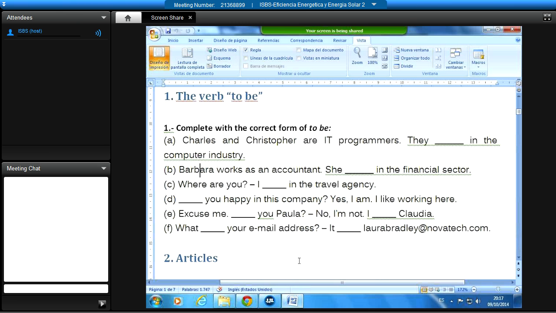Barbara works as an accountant. She is in the financial sector. Do you know who an accountant is? All of this is vocabulary related to companies, okay? So IT is the name of a department in a company. Then an accountant is an occupation in a company as well. The one that works in the financial area.